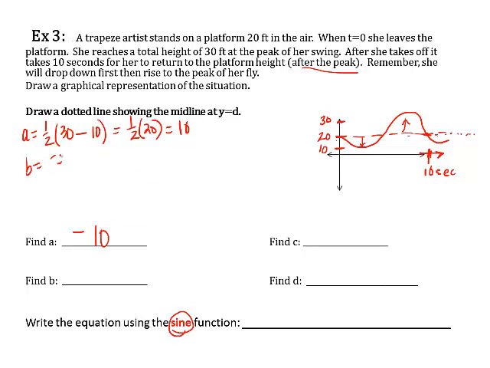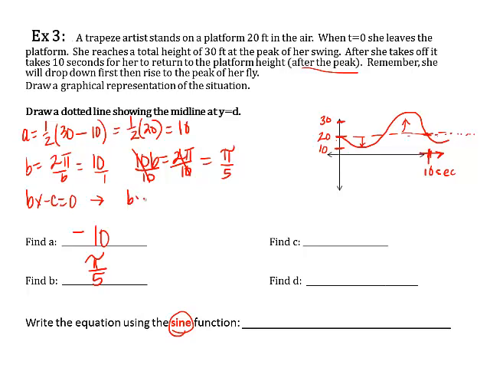B is the period, so 2 pi over b equals what? 10 seconds, it says. If I cross multiply, 10b equals 2 pi, divided by 10. It gives me pi over 5. To find c, all right, bx minus c equals 0, which means that bx equals c. Well, we know that b is pi over 5. X, what's the x value where the curve begins? Well, the curve begins at 0, so c is going to be 0.